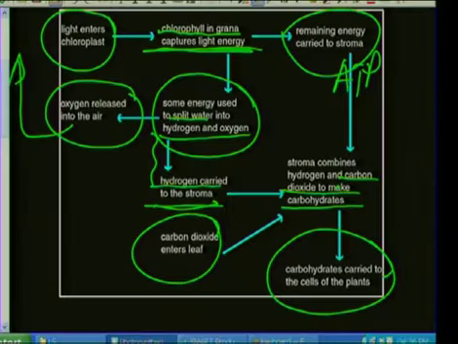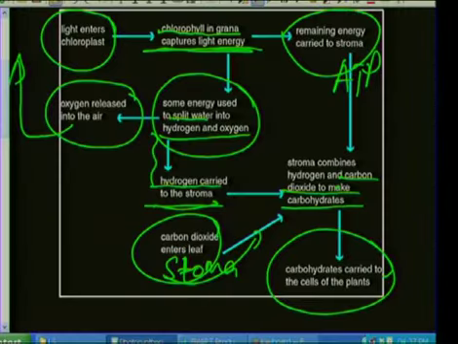By the way, this carbon dioxide that we're talking about comes into the leaf via the stoma. So in a nutshell, this is what happens during the light phase and the dark phase. There's the light phase there.